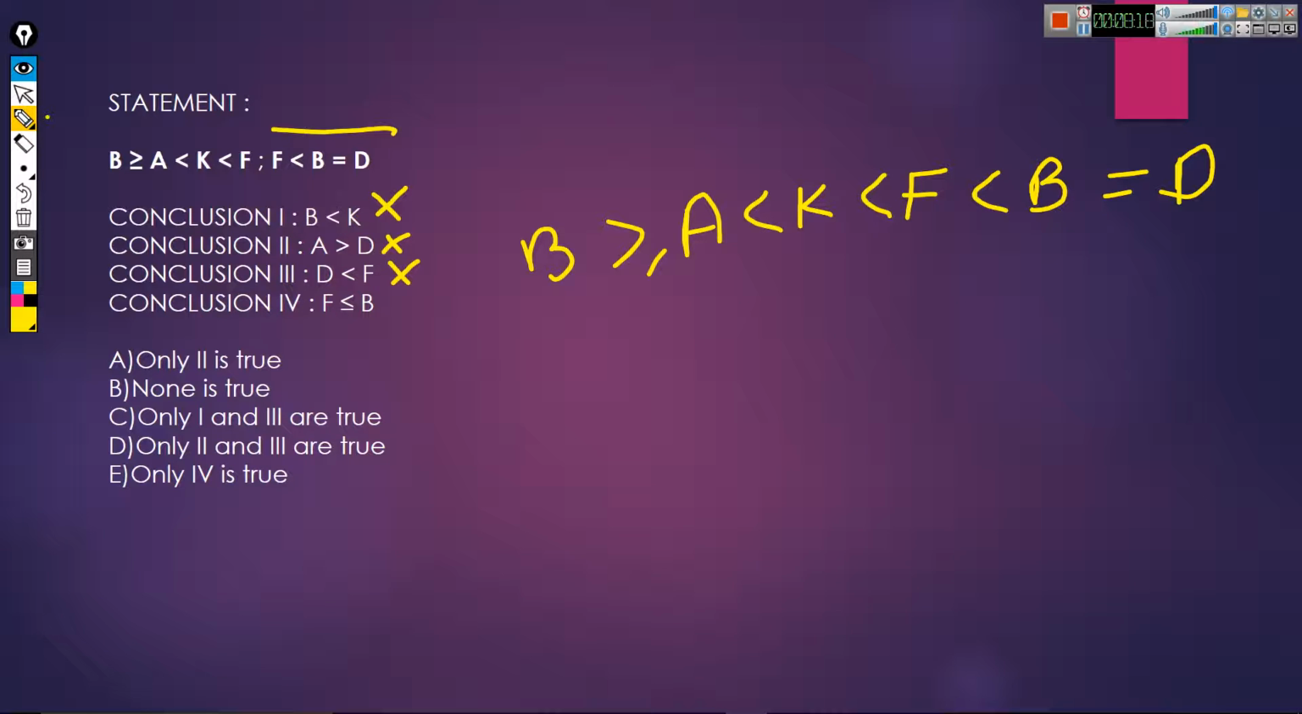Now the last conclusion is F is less than equals to, just a minute, F is less than equals to B. So we have to go from F to B. There is one symbol between F and B, that is less than. So F is less than B will be true. What is given here is F is less than equals to B. So it is also wrong. So the answer will be none is true.